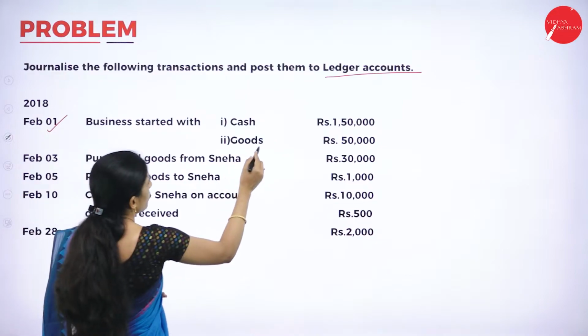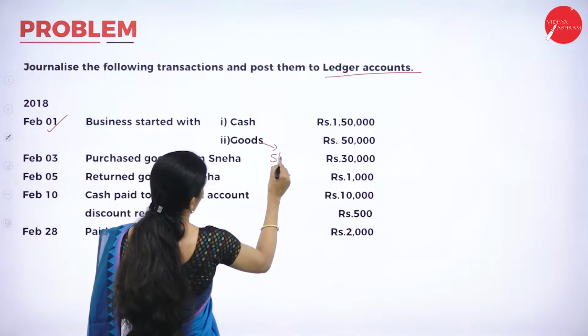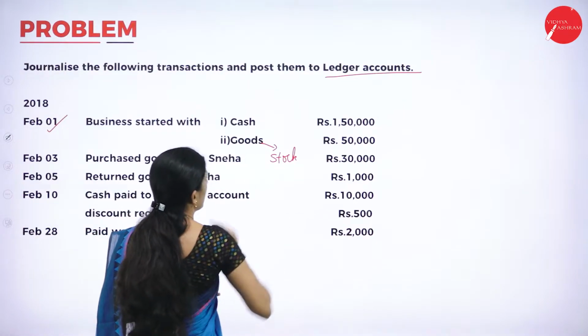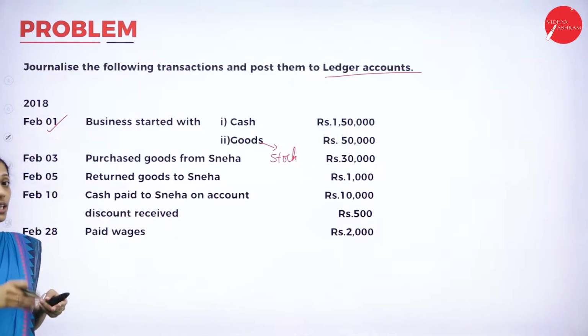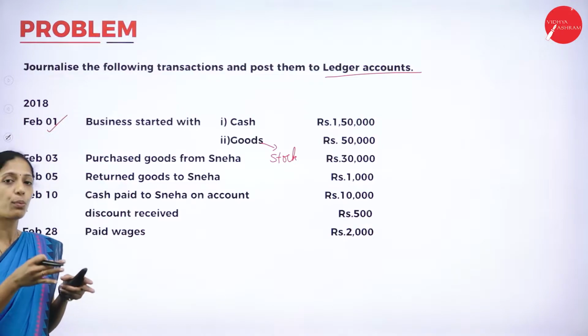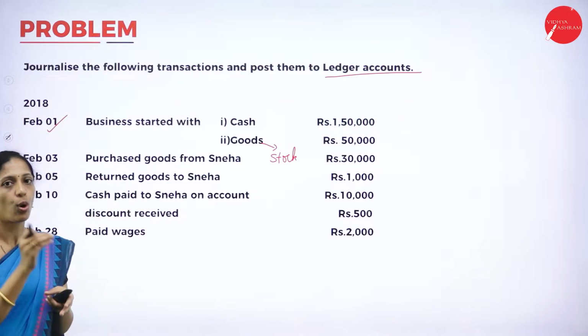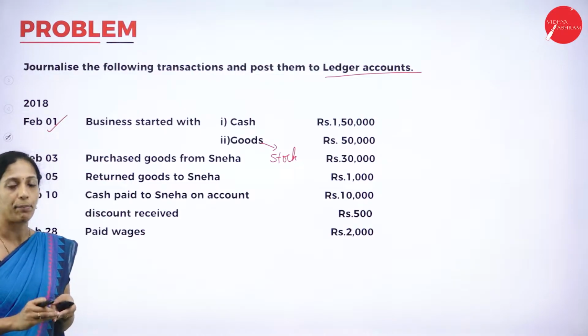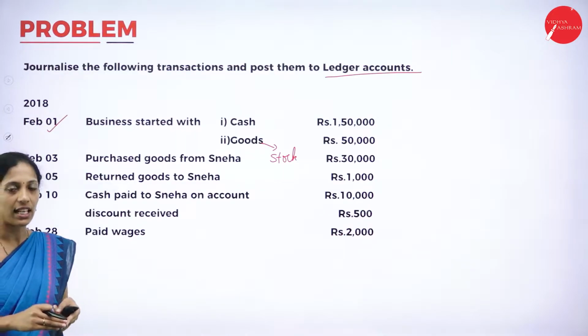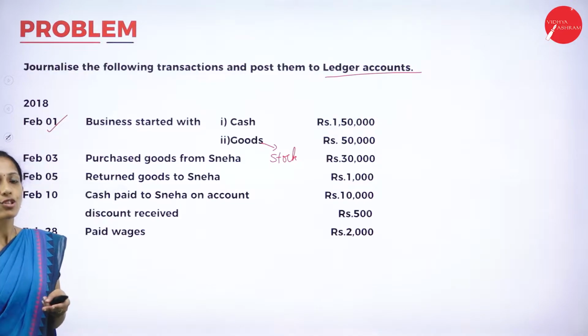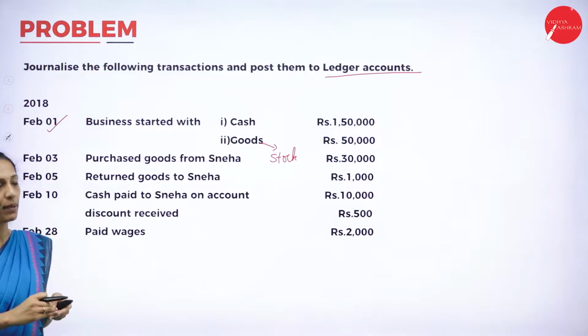Now, this goods can also be called as stock. So goods is nothing but what? Stock. So how we are going to record the journal entry? So here they have started the business along with the cash as well as stock. So overall it is called as what? Capital. So your journal entry will be 1/2/2018 cash account debit, stock account debit to capital account.